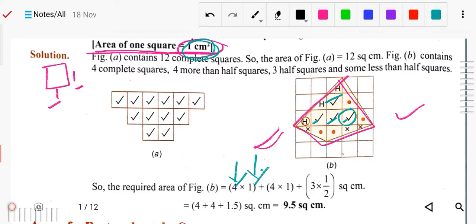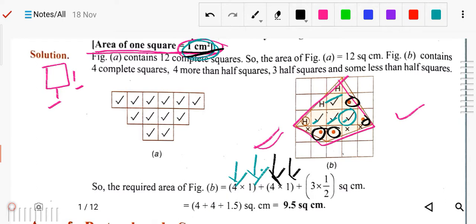Now next we will take more than half. The more than half ones, you can see the dotted ones: 1, 2, 3 and 4. These are the more than half. So how many in total? 4. And what is the value of one box? 1. Since it is more than half, you have to consider it as full.